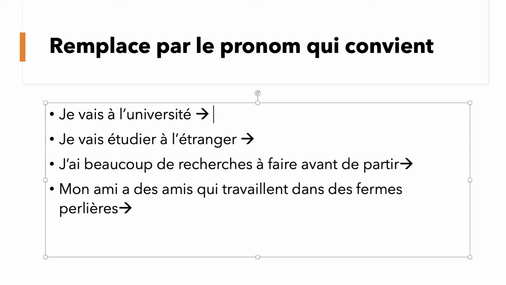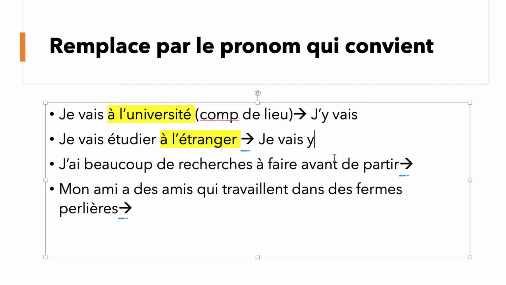Je vais à l'université, okay? Now this is un complément de lieu. Remember this, right? It's telling us where it is, the place. So if I want to get rid of this, let's get to my highlighter. I will do j'y vais. N'est-ce pas? Ça vient avant le verbe conjugué. Je vais étudier à l'étranger. Ça, c'est un complément de lieu. I want to get rid of that as well. Okay. Je vais y étudier, because remember, if you have a conjugated verb and an infinitive, it goes in between.